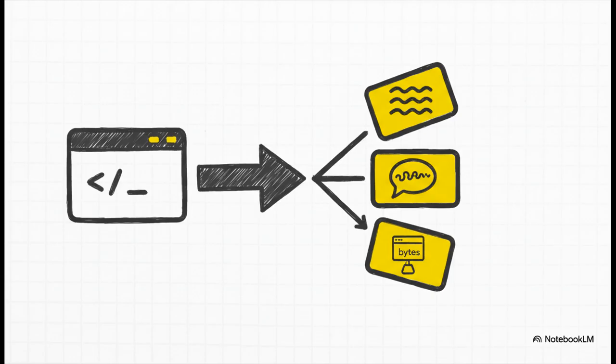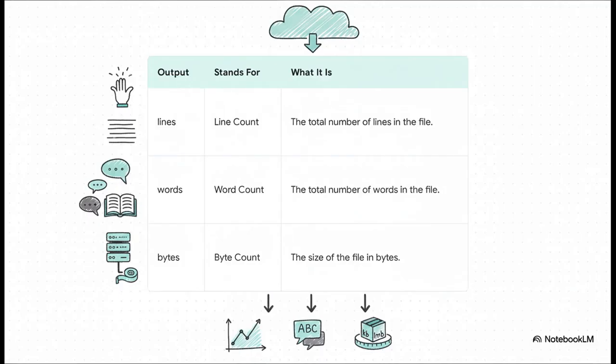But wait, that's not one number, that's three. What do they all mean? And more importantly, how can we actually use them? Let's break it down. And here's the decoder ring.